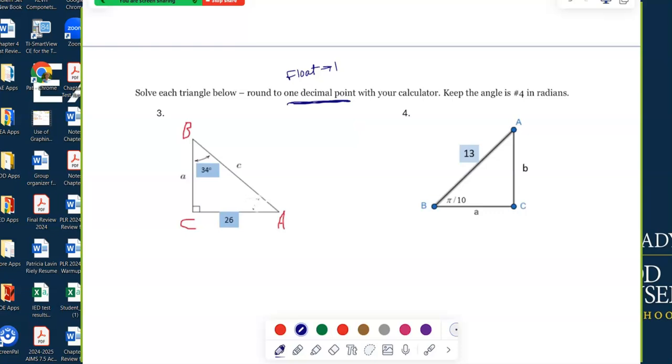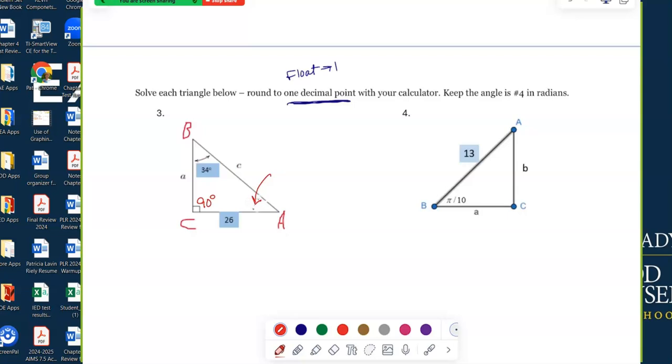I'm going to put float on 1, and I'm going to make sure I'm in degrees. Now I'm ready to go for the first problem. Well, what about this angle right here? This is a 90-degree angle because it's a right angle. So I know what that is already.